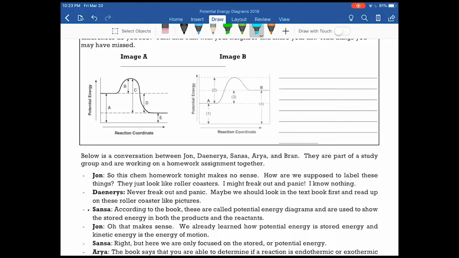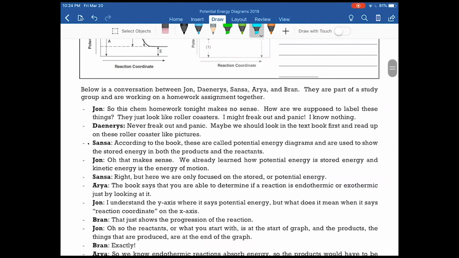Anyway, yes, today we will be talking about potential energy diagrams. And like Miss Scanlon said above, you should have just looked at the two images and compared the differences and similarities between the two. And now we're just going to go ahead and highlight some of the things that this lovely conversation between Jon, Daenerys, Sansa, Arya, and Bran are having, and about their homework assignment. So let's go ahead and do that.